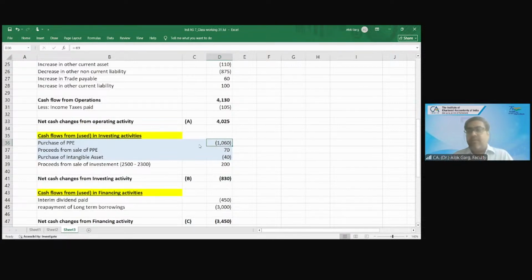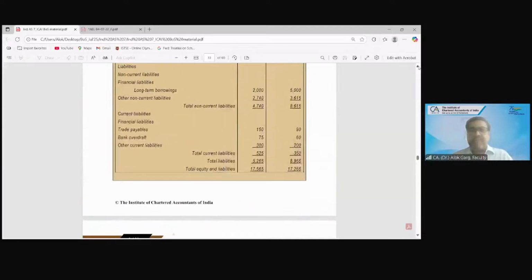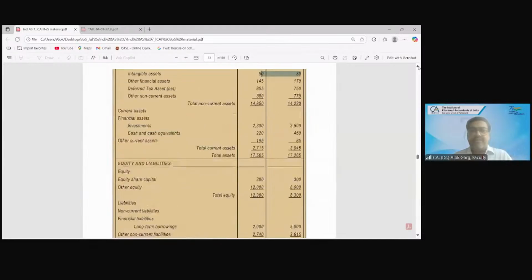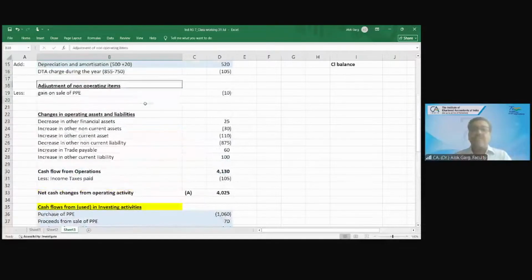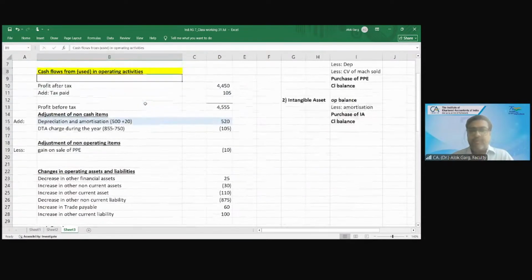Let's go to the next line item in the balance sheet. PPE we have covered. Intangible assets we have covered. Third one is other financial asset. Your other financial assets have decreased from 170 to 145. Where will it go? It will go to changes in operating assets and liabilities. So before that, what do you do first? You start with profit before tax, then you adjust non-cash items, non-operating items, and changes in operating assets and liabilities.